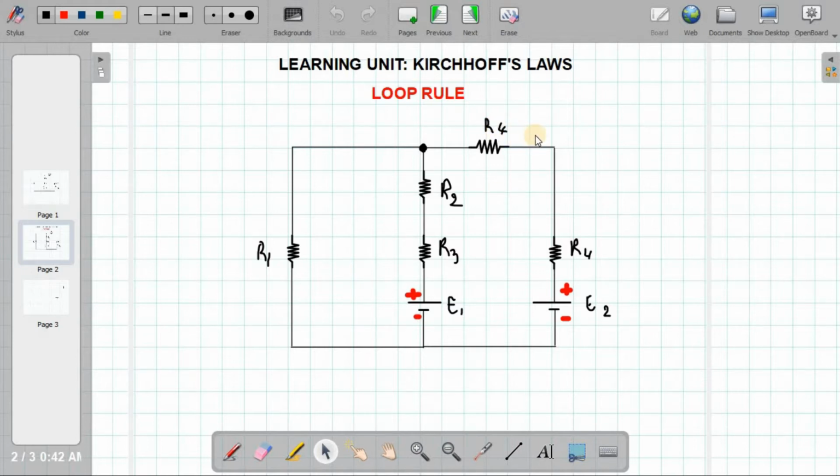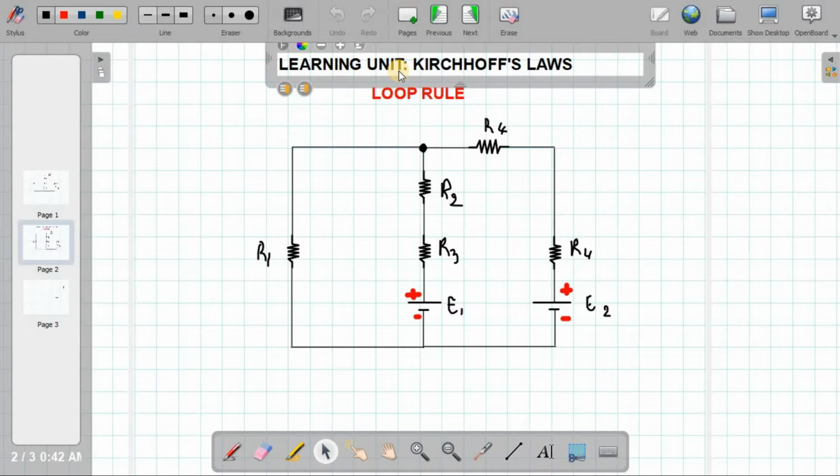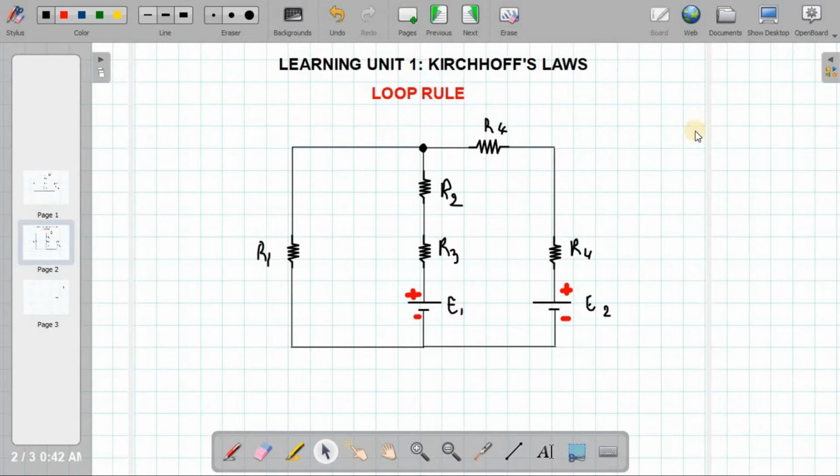Guys, you remember last time we talked about learning unit 1, where we talked about Kirchhoff's law. The first concept was the junction rule, but in this second concept we're going to learn about the loop rule.